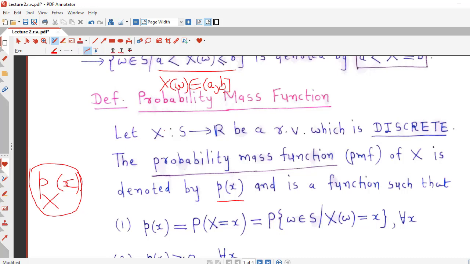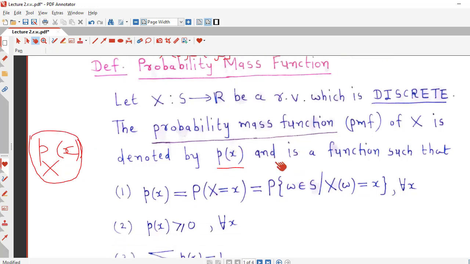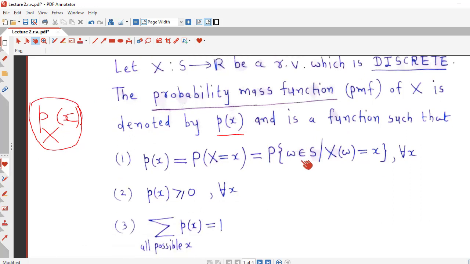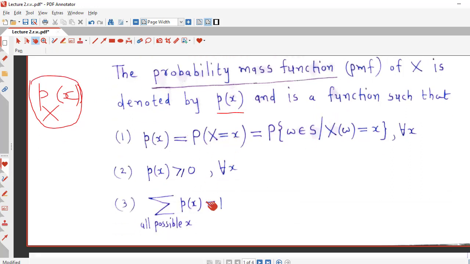But if there are more than two random variables, then it is denoted by this notation to show that it is the PMF of a particular random variable. So the PMF is denoted by p of x, and it is a function such that these three properties are satisfied. So what is p of x? How is it defined?